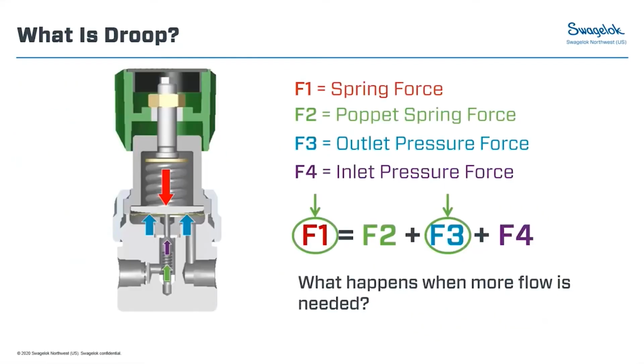So if we go back to that balance of forces equation, we've got our spring force reducing. Looking at our equation, the only other force that can change is our outlet pressure force. Since our spring force and our outlet pressure force are on opposite sides of the equation, if the spring force goes down, our outlet pressure is going to decrease. So as you increase that flow, the spring stretches, which reduces the spring force, therefore reducing our outlet pressure.